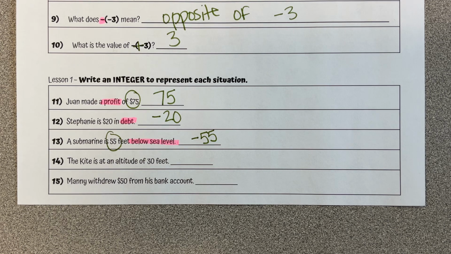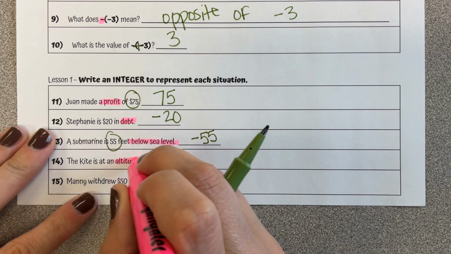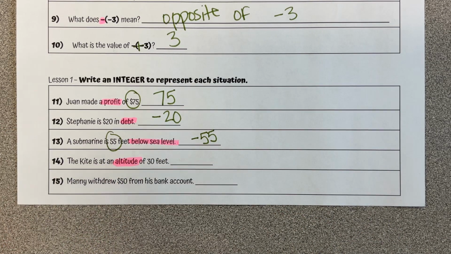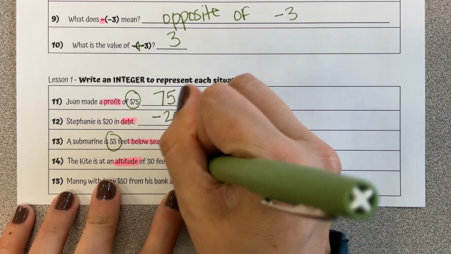The kite is at an altitude of 30 feet. If you don't remember altitude, just think about a kite. A kite is up in the sky. That is a positive value.